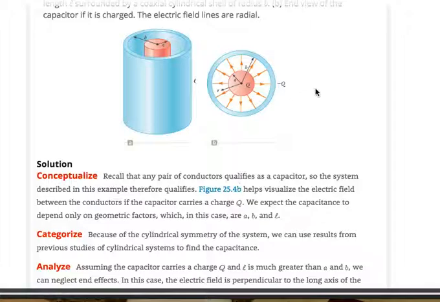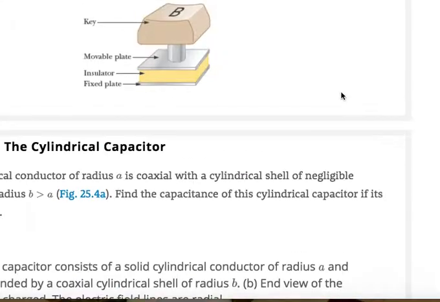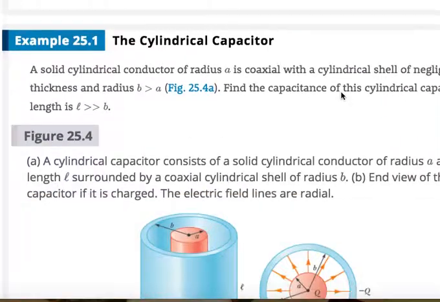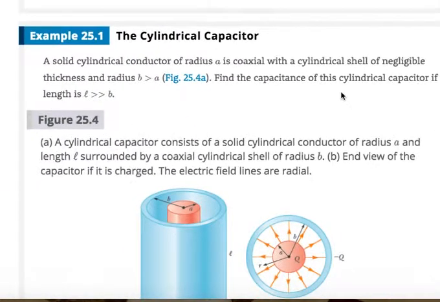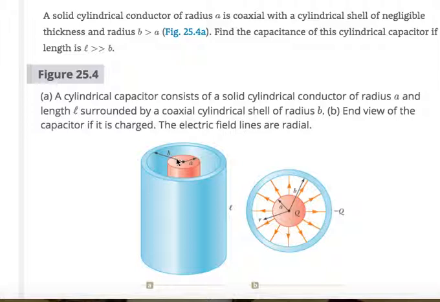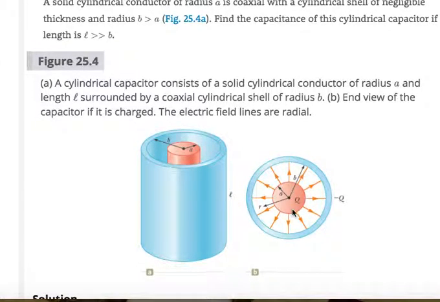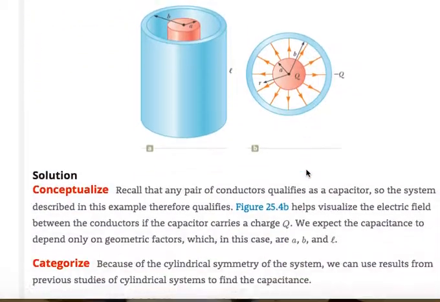Cylindrical capacitors, however. So here's a cylindrical capacitor. Sorry, I might have zoomed in too much. We've got a solid cylinder with radius A and length L, surrounded by a shell with radius B. And this is a top view of this. So the electric field lines, again, there's no electric field inside the conductor. All the electric field lines just run from here to here.